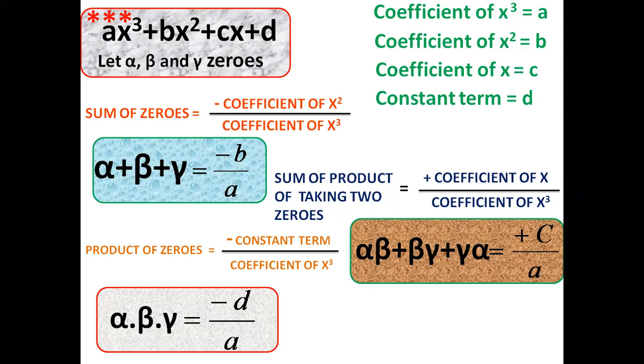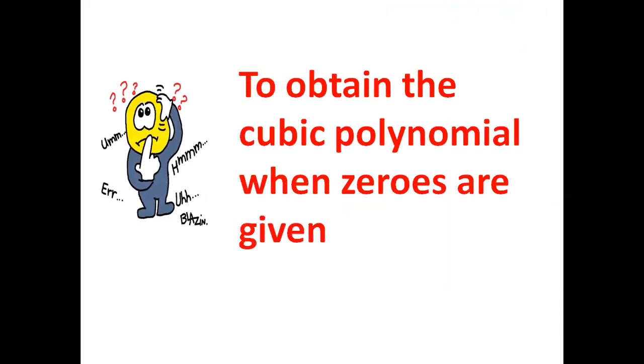Now today our objective is how to obtain a cubic polynomial when zeros are given. First, I will prove the formula for this. Actually, the proof of the formula is not important, but you listen.